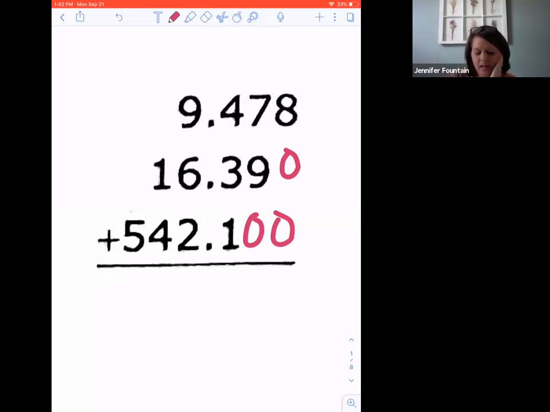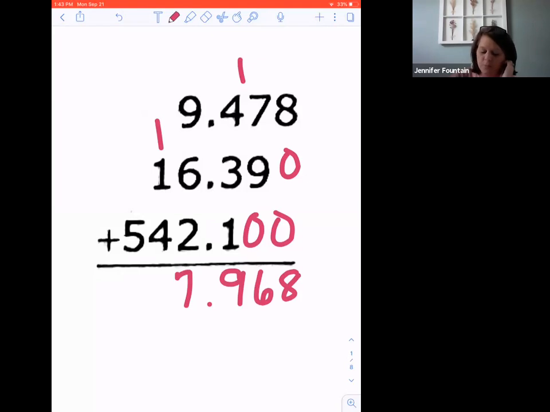All righty. 8 plus 0 is 8. 7 plus 9 is 16. Put down my 6, carry my 1. 4 plus 1 is 5. 5 plus 3 is 8. 8 plus 1 is 9. Put down my decimal. 9 plus 6 is 15. 15 plus 2 is 17. Put down my 7, carry my 1. 4 plus 1 is 6. Nothing to carry. And I have a 5.